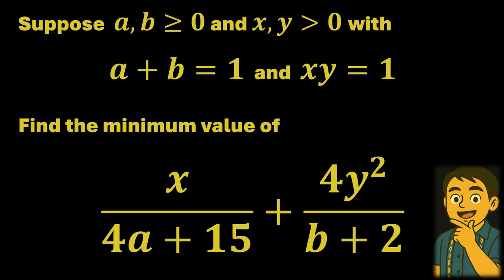Suppose a, b are non-negative and x, y are positive such that the sum of a and b is 1 and the product of x, y is 1. We are asked to find the minimum value of x over 4a plus 15 plus 4y squared over b plus 2. We're going to get the minimum value using two techniques. One is AM-GM inequality and the other one is Cauchy inequality.